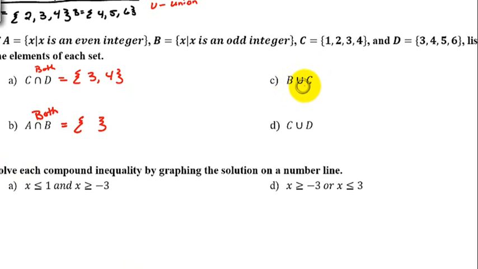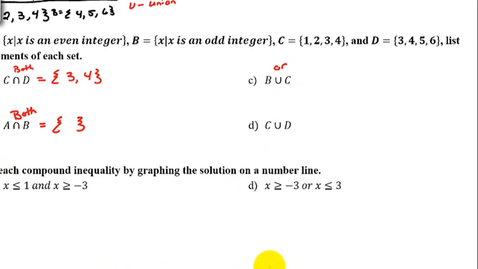Our next one, B union C. So union means as long as it's in B or C, then it's okay. The other word for intersection would be and. So it has to be in A and it has to be in B. Union is it can be in B or C to be part of this union.